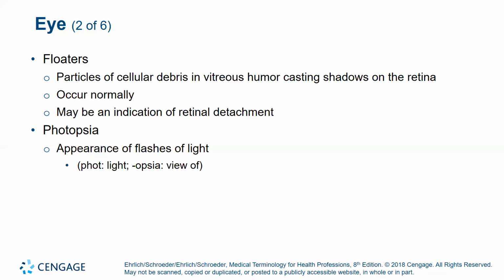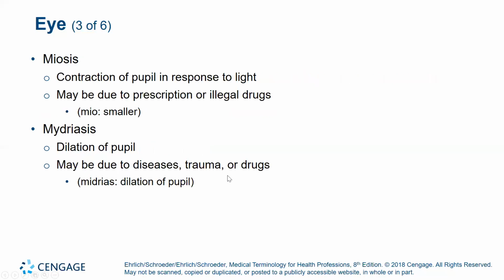And then we have photopsia. It's appearance of flashes of light. So phot is light, opsia is view of. Miosis, myo is smaller. The contraction of pupil in response to light may be due to prescription or illegal drugs. Mydriasis, this is dilation of the pupil. Again, this may be due to diseases, trauma, or drugs.